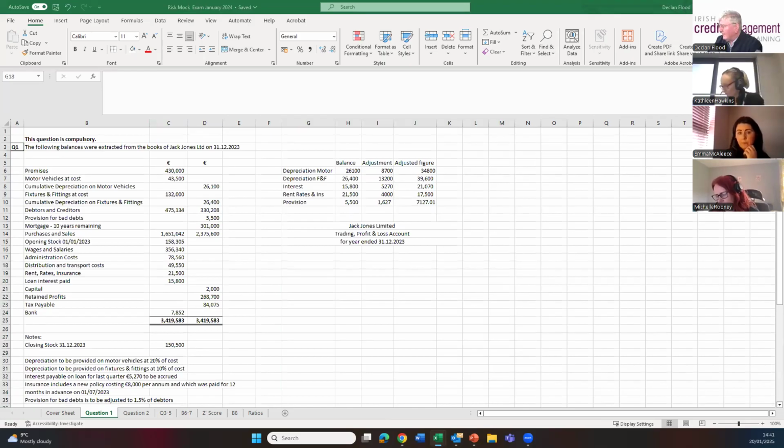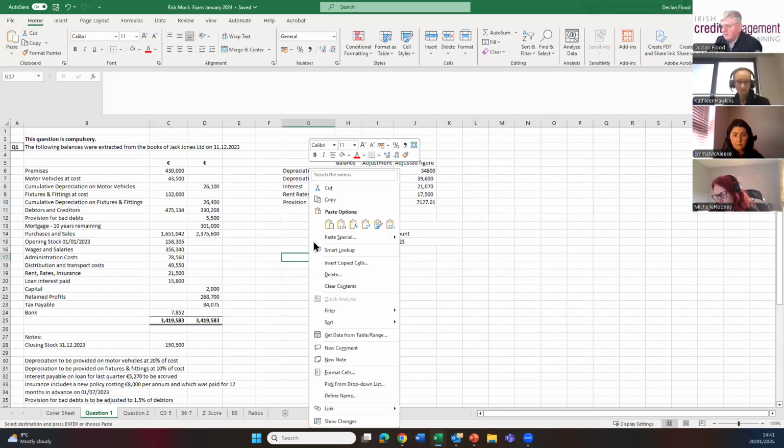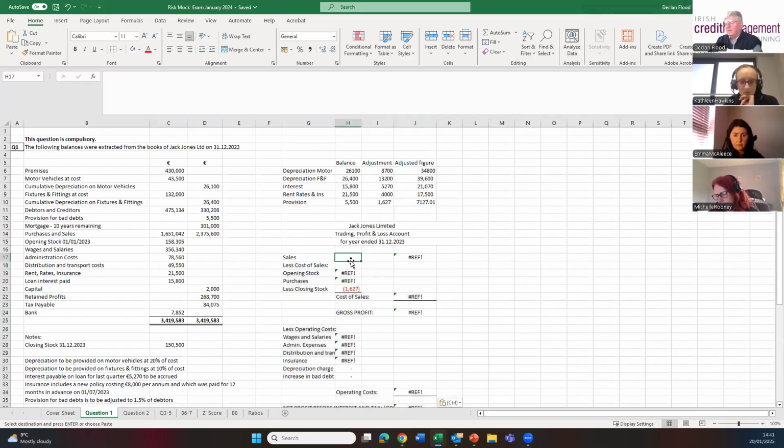So your P&L account is always in exactly the same format. Sales less cost of sales. So I'll just pop it in there. Down one line so I can read it. There we go.